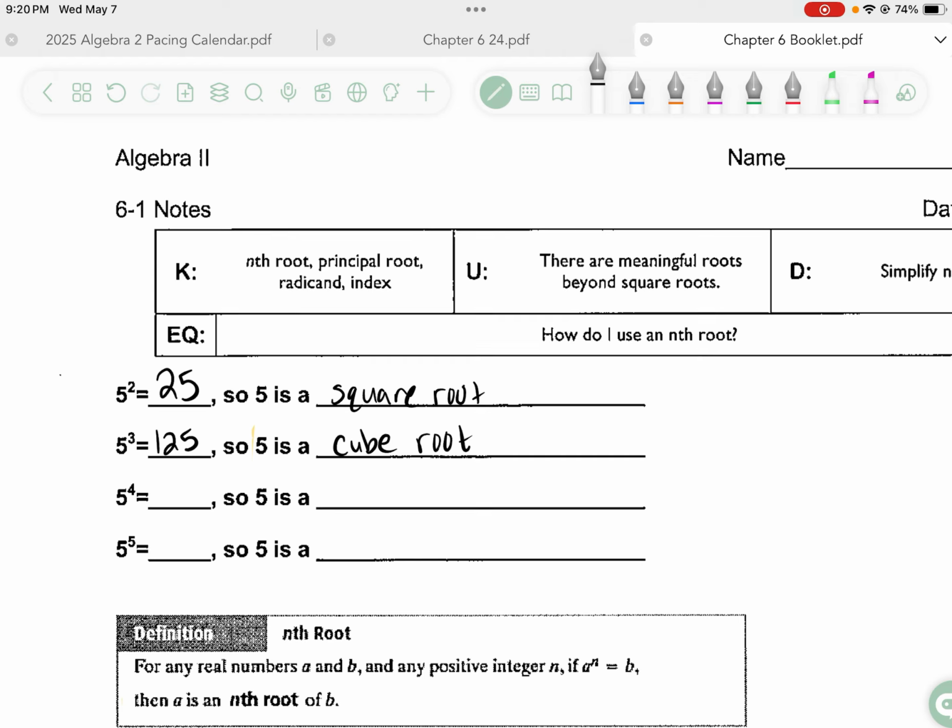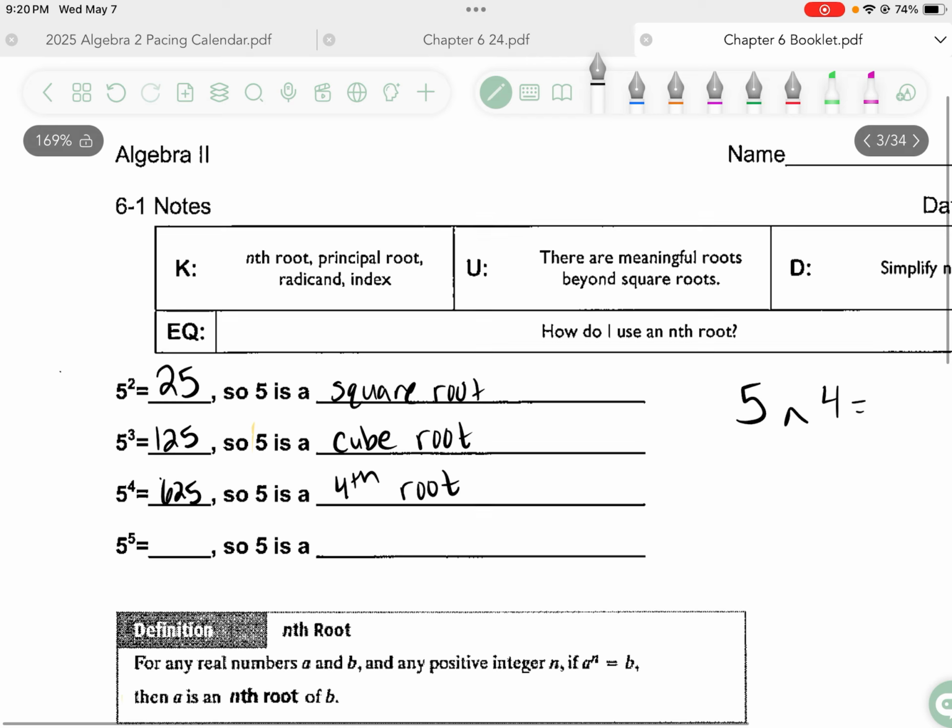We know that 5 to the 4th, if you're not sure what that is, just put that in your calculator. Remember to get exponents other than 2, you just hit the caret symbol, which is above the division sign on the calculator. And it will give you 625. So 5 is a fourth root. And then 5 to the 5th, again, put that in your calculator, 3,125, so we say 5 is a fifth root.